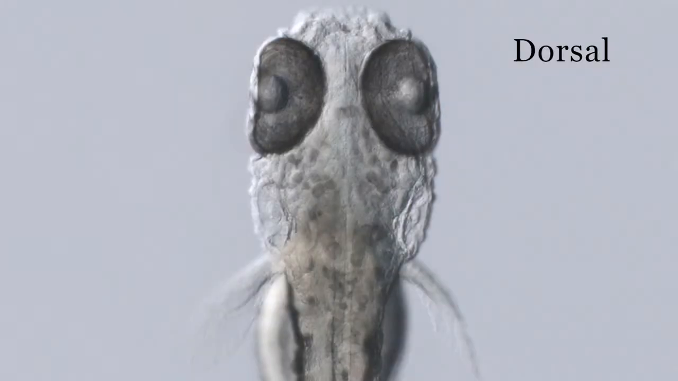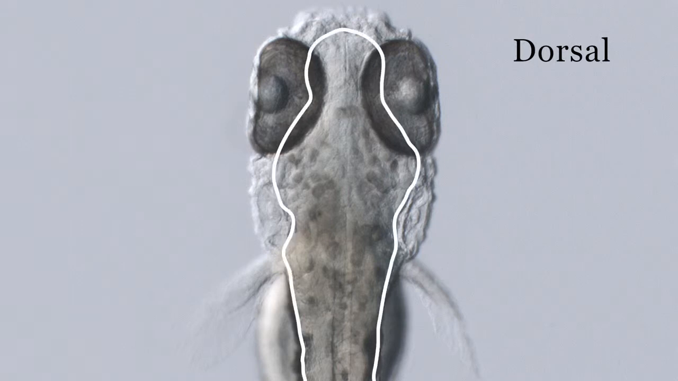This is a bright field image of the zebrafish head at 4 days old. The image is taken from a dorsal aspect. You can see the outline of the brain highlighted, and you can even see some of the subdivisions of the brain.